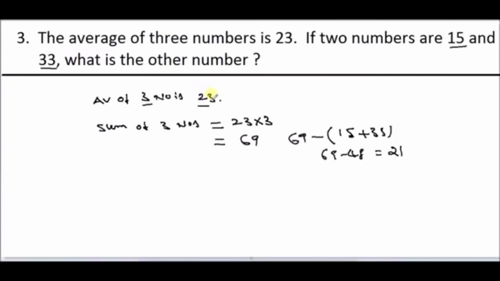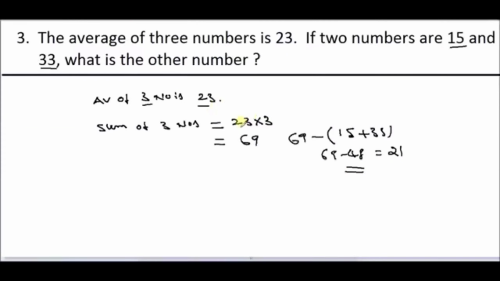Average of three numbers is 23. That means the sum of the three numbers is 23 into 3. Remember, the sum of the numbers is equal to average into number of items. So that should be 69. Now when two numbers are 15 and 33, what should be the third number? That should be 69 minus the sum of these two. You will get 21 as the right answer. Alright, don't take anything as x.